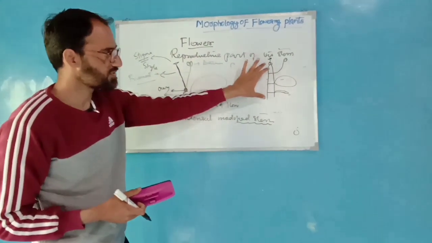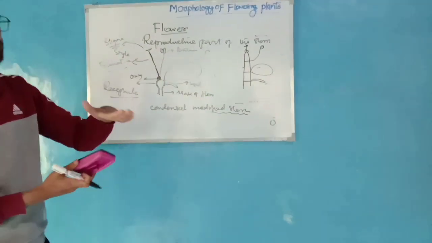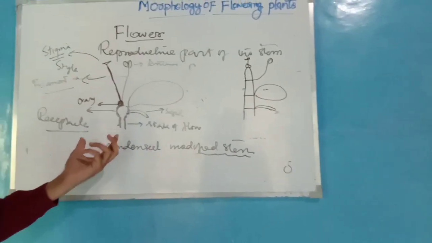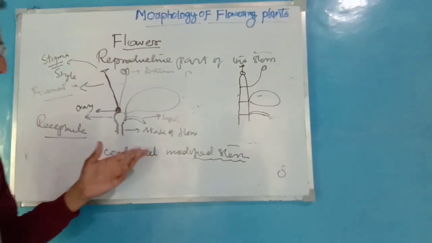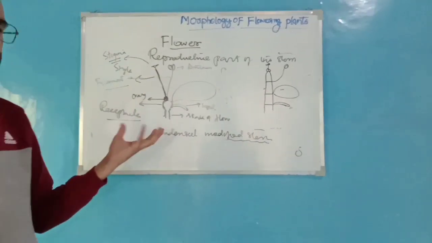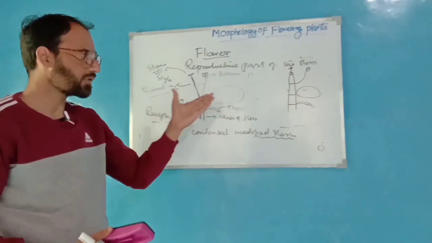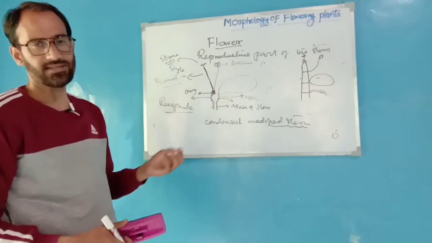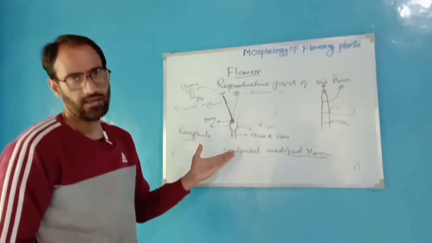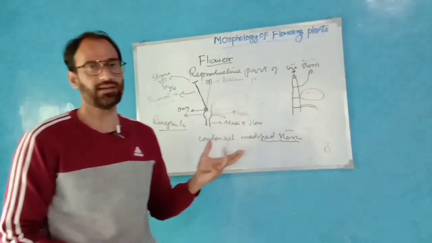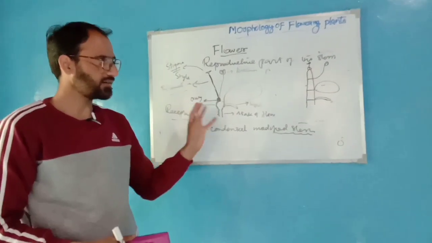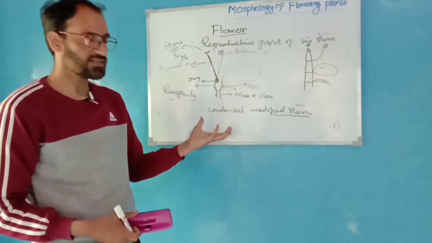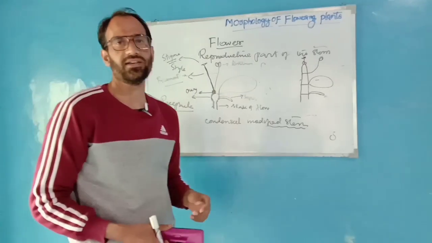See, here I have shown this individually. When it is in condensed form, we cannot differentiate these different buds in the stem. We can simply see the flower. That means flower is a condensed modified stem. From these nodes are arising these different parts which we have already discussed, that is calyx, corolla, androecium and gynoecium. These parts actually arise from these nodes of the stem. That's why we call this a condensed modified stem.